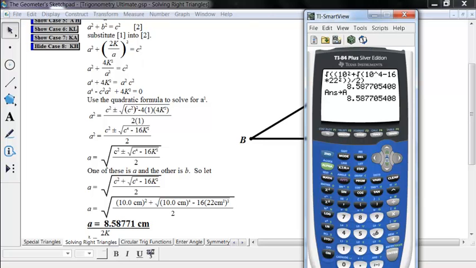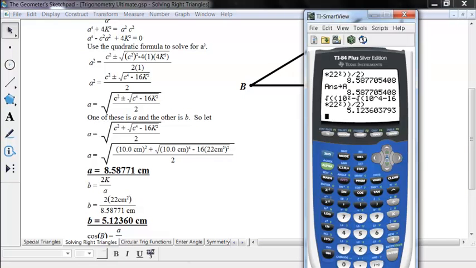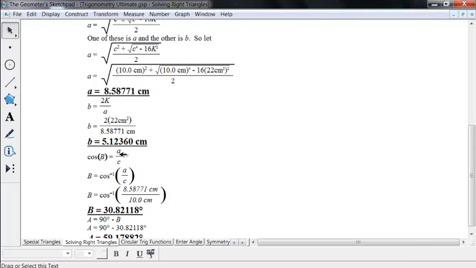And to get B, two ways to get B. You can either just pull that second entry up and change that to a minus. If you already got it on there, that might be the easiest, but this formula is easier here. 2K over A, 2 times 22 divided by A, and that's B, 5.1236 centimeters.